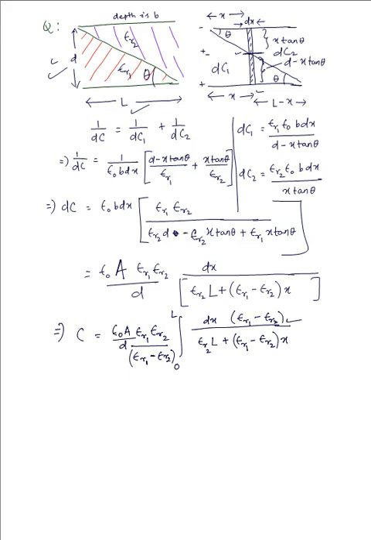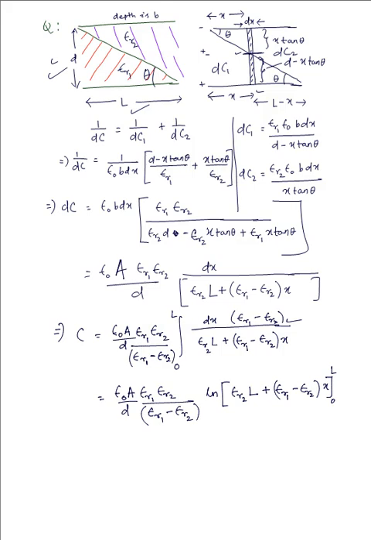So now what we get is epsilon naught times a over d, epsilon r1, epsilon r2 over epsilon r1 minus epsilon r2, and then this is simply ln of epsilon r2 times L plus epsilon r1 minus epsilon r2 times x, taken from 0 to L. Now the only term that involves the L is obviously the x term. I mean the L is going to be used in that term.